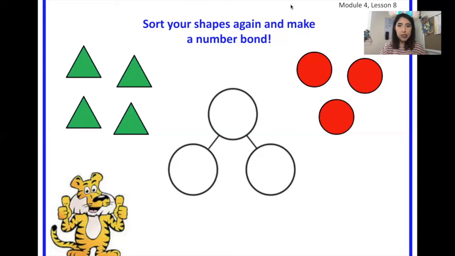So we're going to fill in our number bond. So how many triangles did we have? And how many circles? And 4 and 3 together make 7. Woo! So 4 and 3 make 7. Say that. 4 and 3 make 7. What about 3 and 4 make 7? Very good. 3 and 4 make 7.